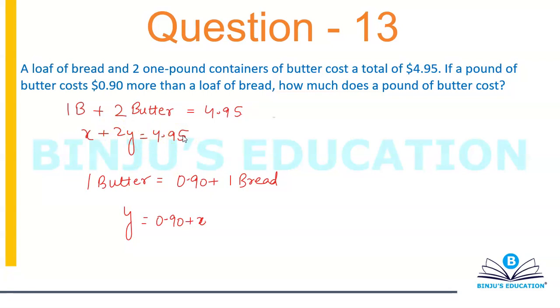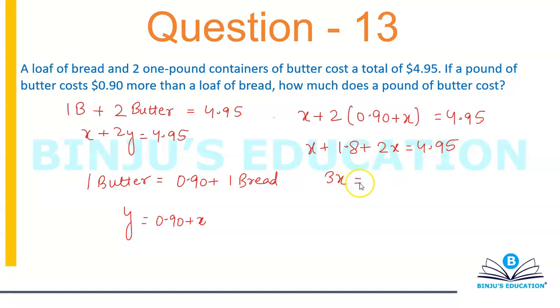So very simple question. In place of y you can put 0.90 plus x. So it's going to be x plus 2 into (0.90 plus x) is equal to 4.95. x plus 1.8 plus 2x is 4.95. 3x is equal to 4.95 minus 1.80, so that's 3.15. So x is 1.05.